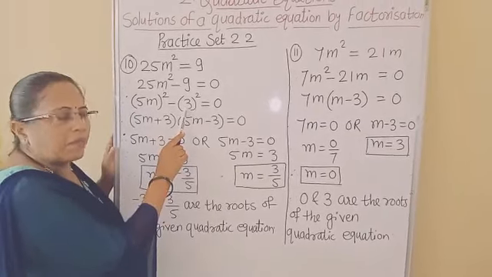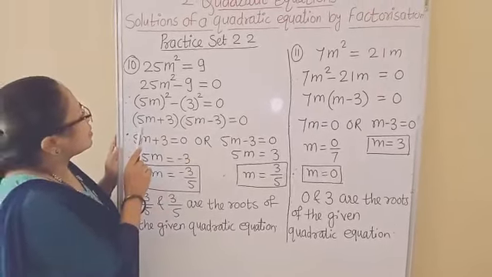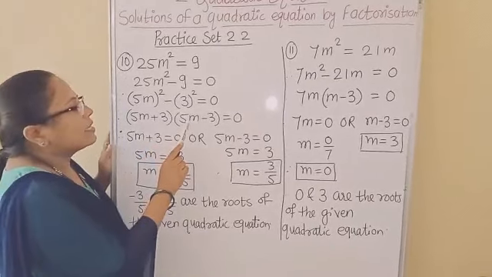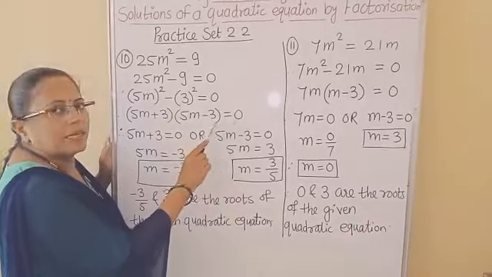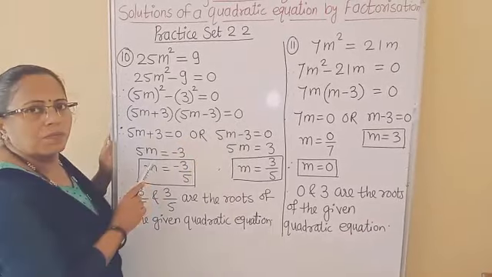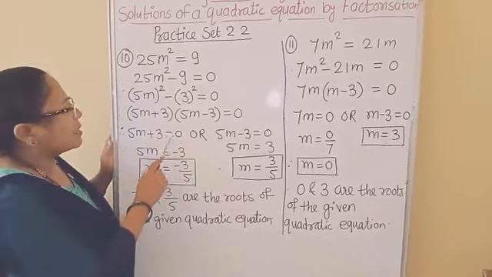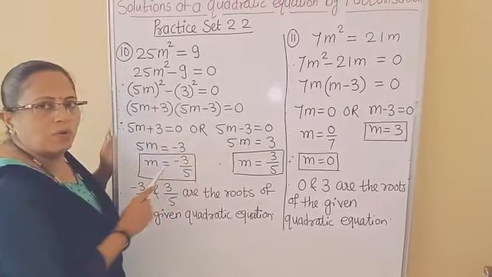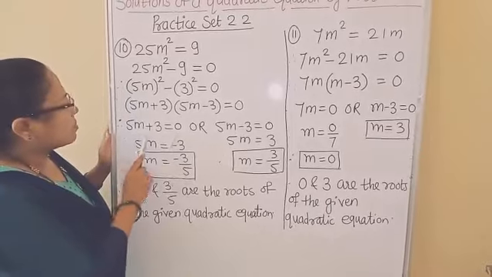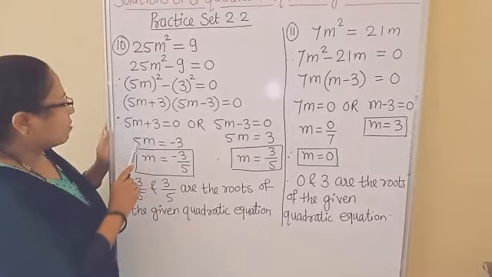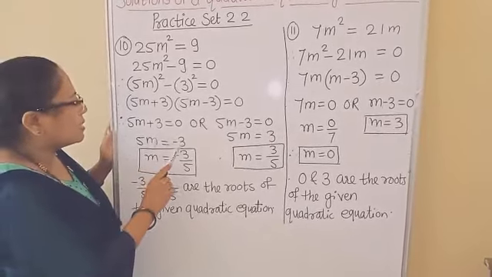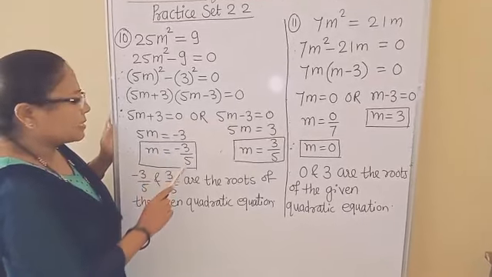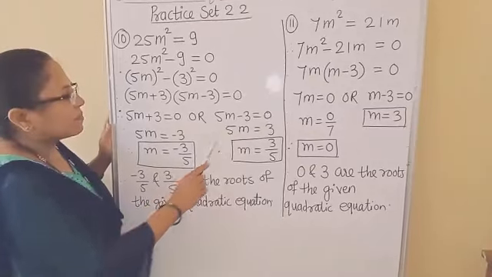So according to that formula, we will get the first factor 5m plus 3 and second factor is 5m minus 3 equal to 0. Therefore 5m plus 3 equal to 0 or 5m minus 3 equal to 0. Let us first solve this equation. 5m is equal to minus 3. Take plus 3 on this side. So m equal to minus 3 upon 5.